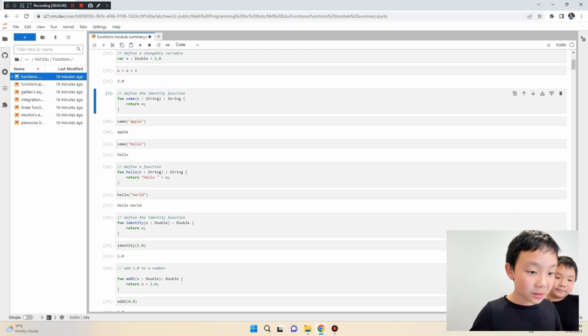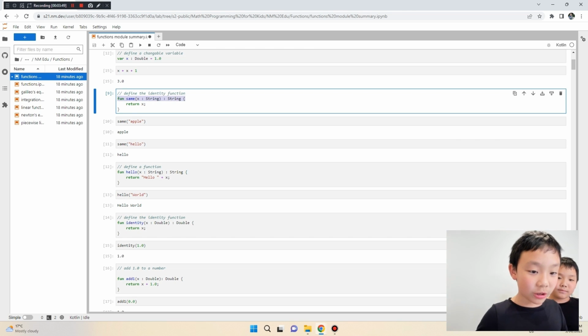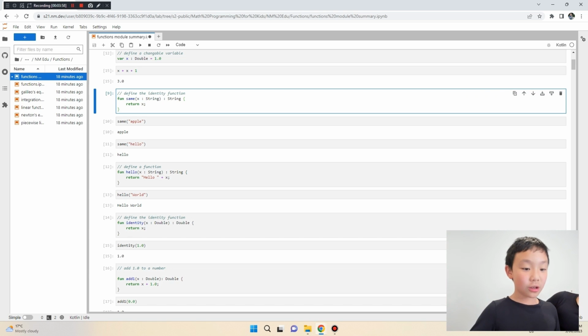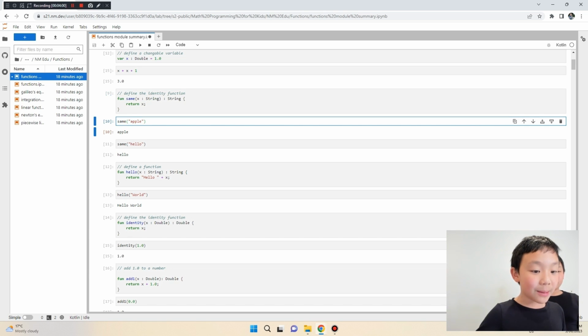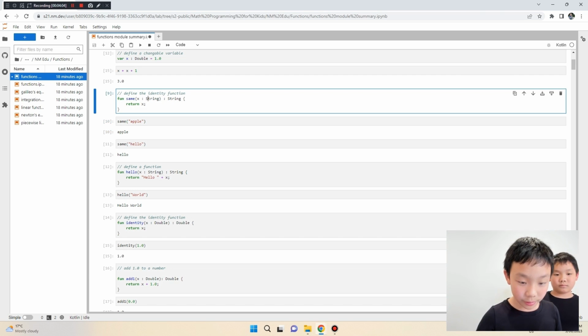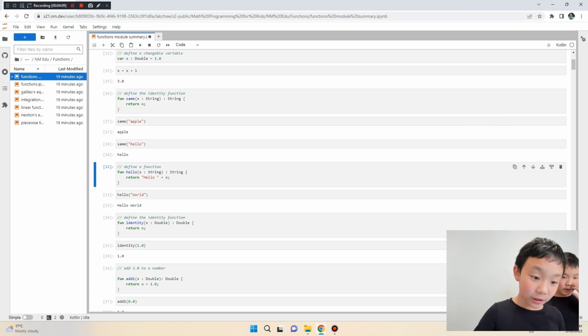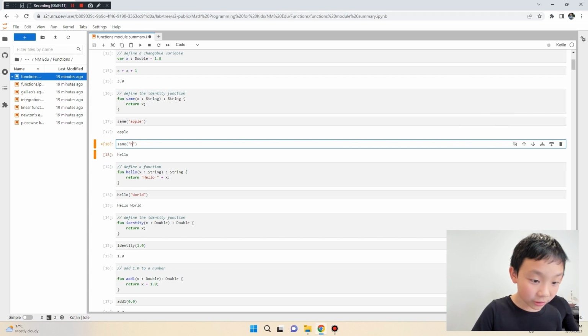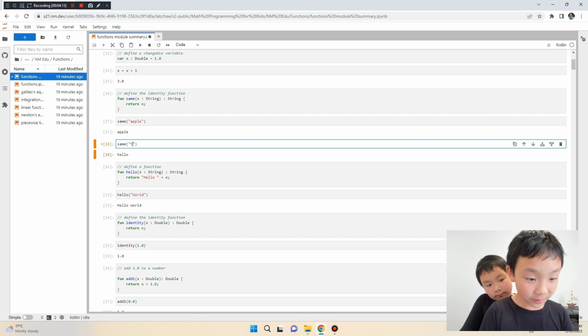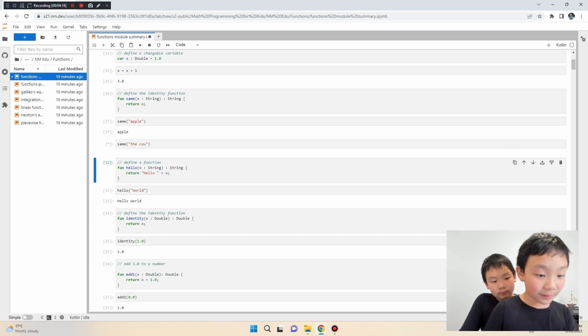The first is the string function, or the same function. In this function, the function name is same, and string just means a line of text. So if we type same, which is the name of the function, put brackets and then put apple, when we submit this code, it will give us apple. We can change this to anything. So instead of apple, we can change it to the cow, and now it'll give us the cow back.